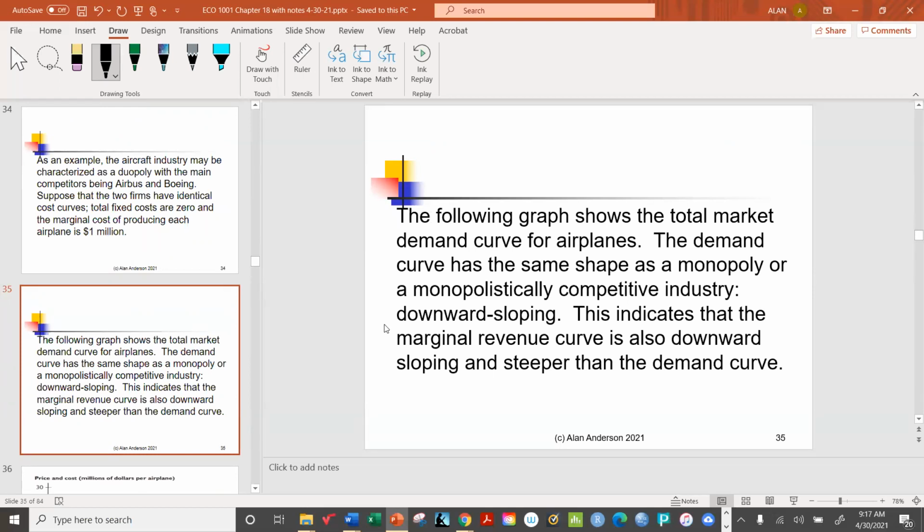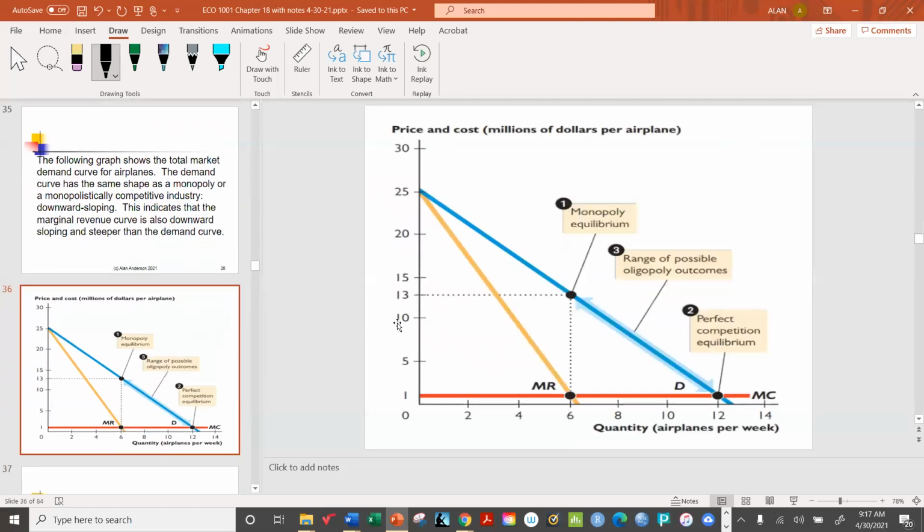So the total demand, let's jump ahead. In this graph, the blue curve is the total global demand for aircraft, and it does look just like the monopoly case. The yellow line is, of course, the marginal revenue curve, which we've already seen is steeper than the demand curve in a case like this. And then let's just say that the marginal cost, as we've already mentioned, is $1 million per plane. It's a constant, flat line, which of course we know is normally not the case, but let's keep it simple and assume that's what's happening.